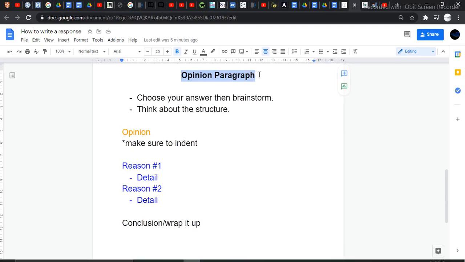Okay, so this is how to write an opinion paragraph, how to write a response to an opinion question. This is going to help you get the structure, get everything you need to write out this paragraph, which will show your opinion on some topic, and it will help your ideas grow. It will help them be clear and strong so that whoever reads this can totally understand what you are saying and maybe even agree with you.